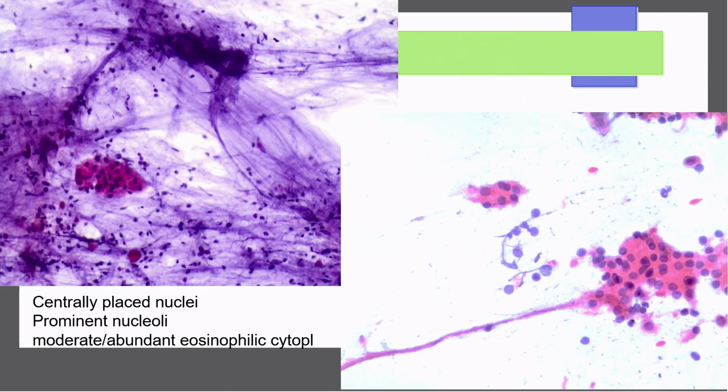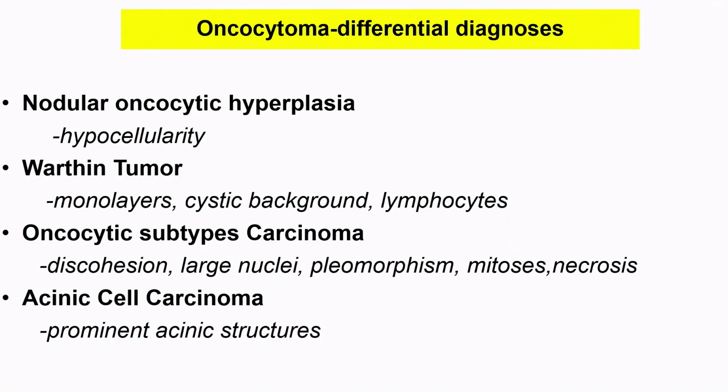Here, just to show you the differences between a Warthin tumor, in which you can see this dirty background, lymphocytes and oncocytic cells, and oncocytoma on the right, in which you have only this population, usually three-dimensional, of oncocytic cells. Many differential diagnoses also for oncocytoma: nodular oncocytic hyperplasia, usually hypocellular; Warthin tumor, as mentioned before; and the oncocytic subtype of carcinoma. In the last WHO we excluded oncocytic carcinoma, but we defined the oncocytic subtypes of many different carcinomas and acinic cell carcinoma.